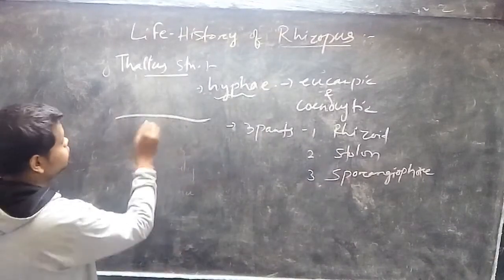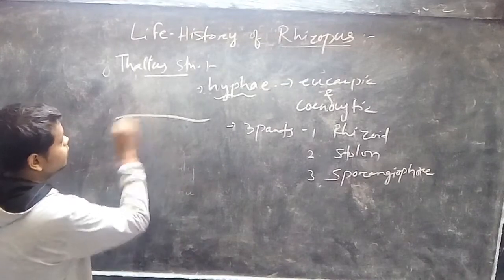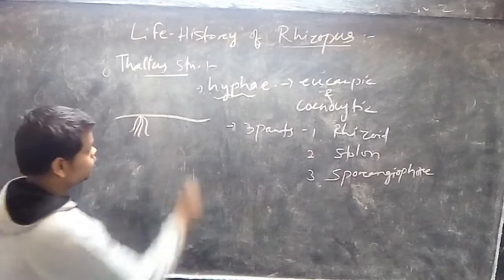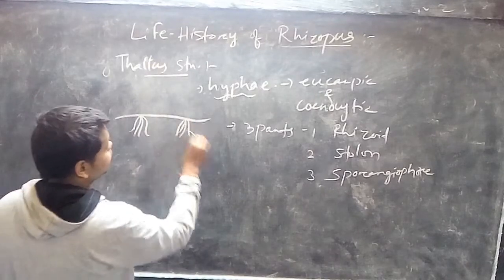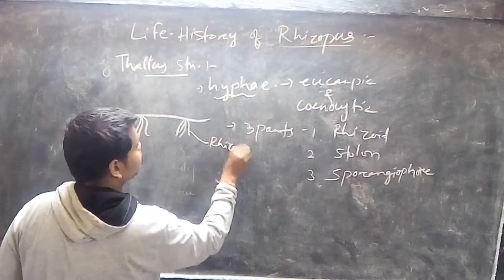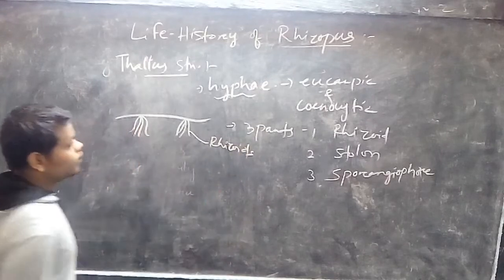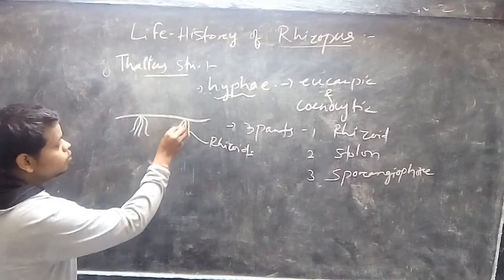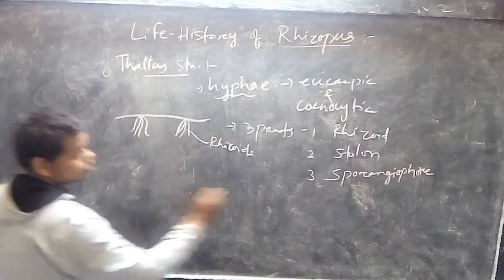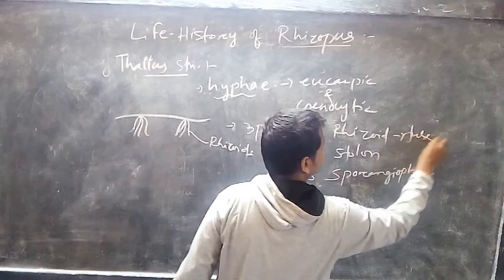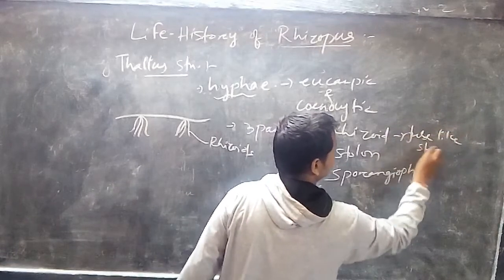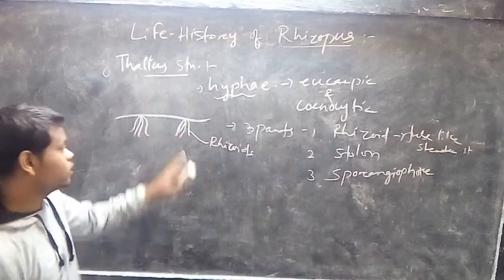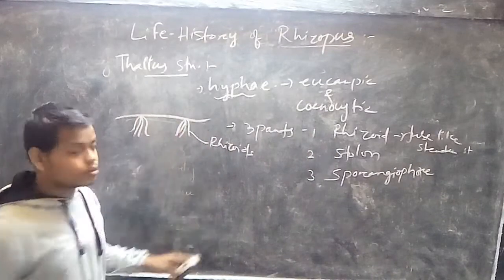The first one is called rhizoid. Rhizoids grow inside the substratum. Rhizoids are growing like a bunch of tube-like, slender structures, S-L-E-N-D-E-R, growing inside the substratum. They are going inside the substratum or the host cell.